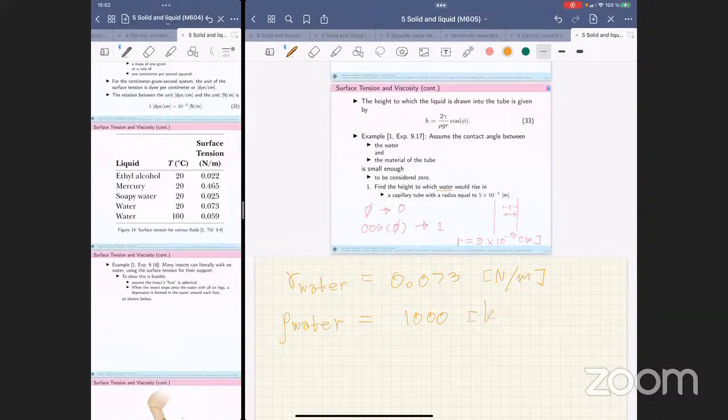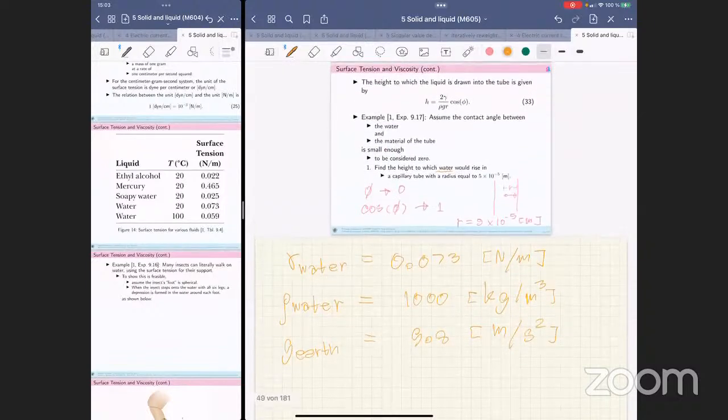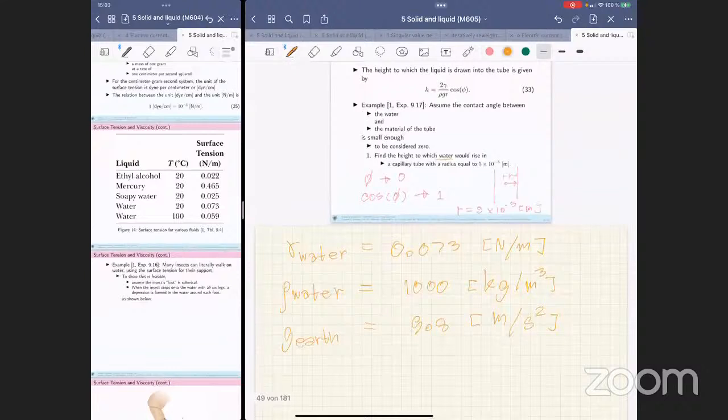It's 1,000 kilogram, or 1 ton, per cubic meter. And what else? Gravitational acceleration on Earth. Okay, g on Earth is 9.8, or you may also use 10, right? Meter per second squared, the acceleration unit. What else? The radius is already there, right? Which is 5 times 10⁻⁵ meter. So now it's time to substitute everything.